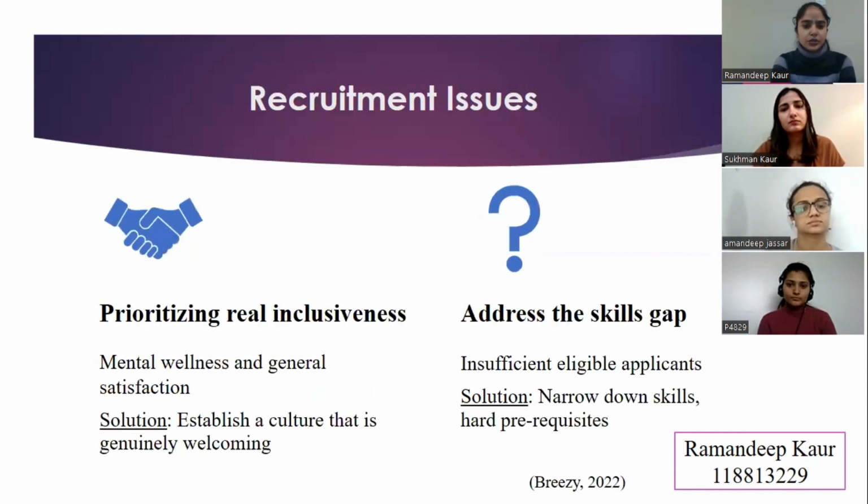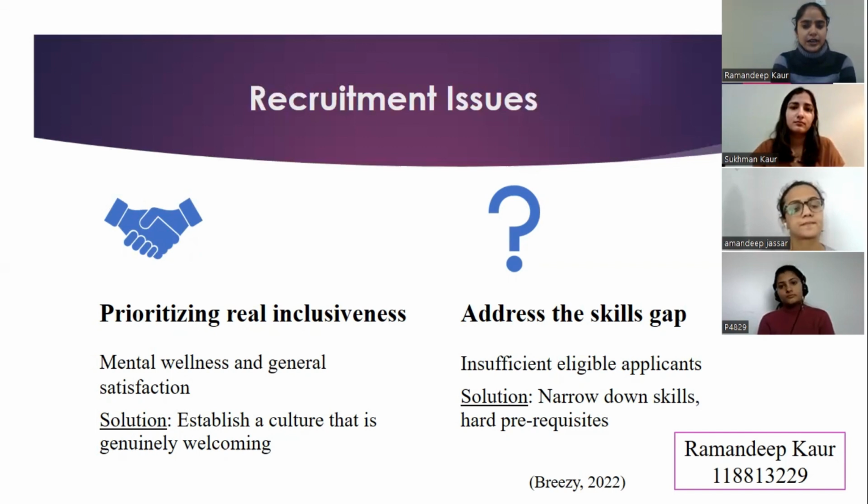The next issue is prioritizing real inclusiveness, which means creating a welcoming culture environment. It is also necessary to maintain mental wellness and job satisfaction. For this, we require an ideal environment in a company, which should include respect for culture, diversity, inclusion, as well as promotion and support for those who may face discrimination as well as harassment. So it is very, very hard for a company or an organization to maintain this kind of ideal environment.